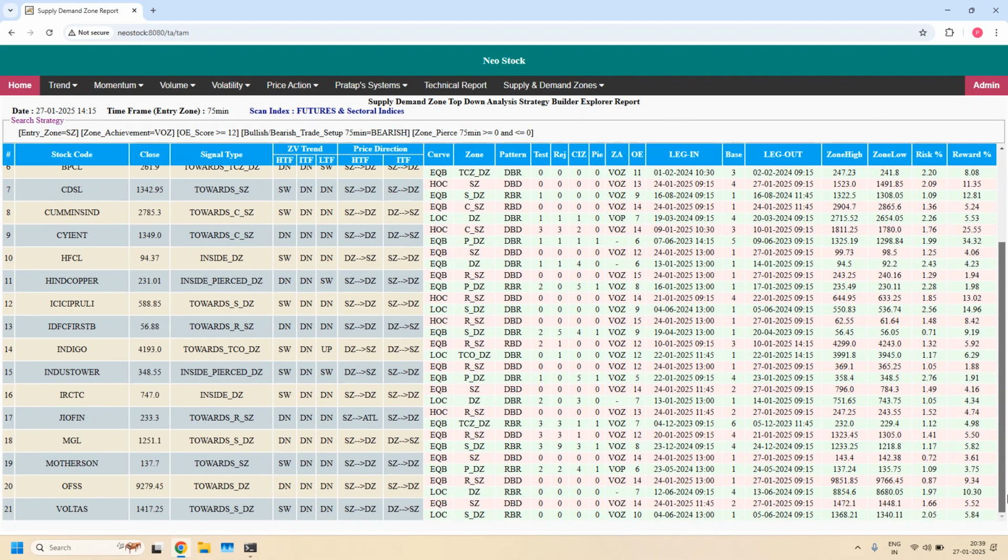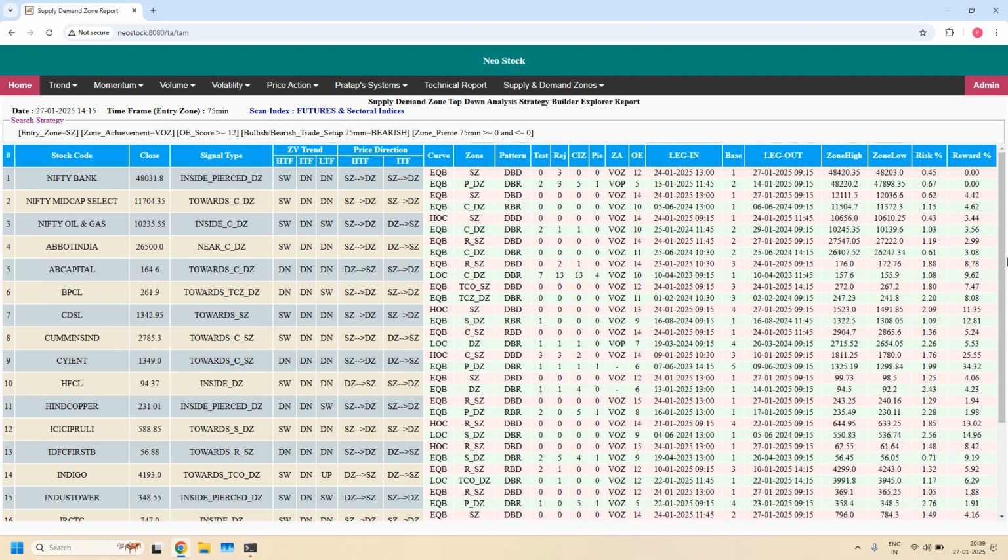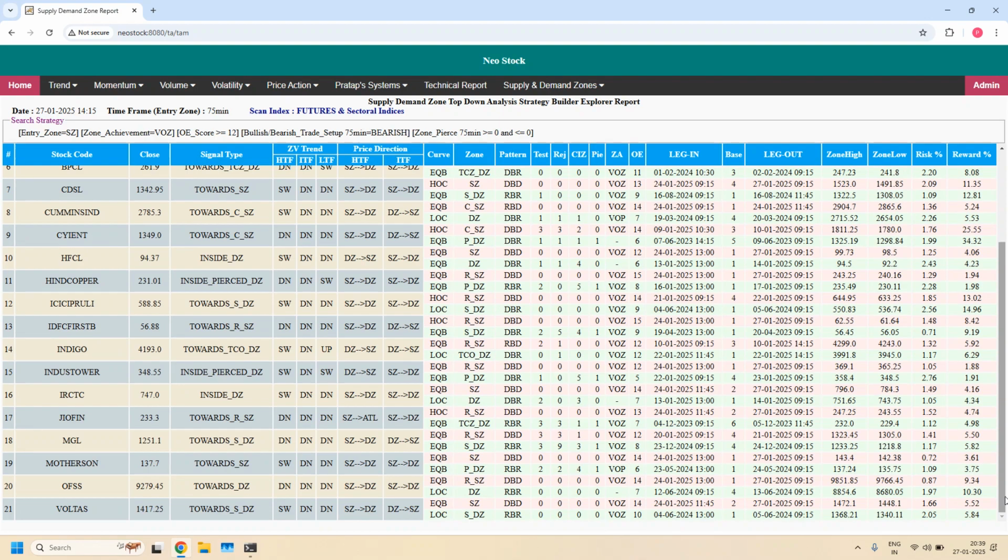We got 21 stocks. First 15 stocks in the list. All these are supporting a bearish trade setup for a weekly income trade, and the entry time frame is the 75 minute supply zones. So first 15 stocks, I am scrolling the list down. So total 21 stocks are filtered.